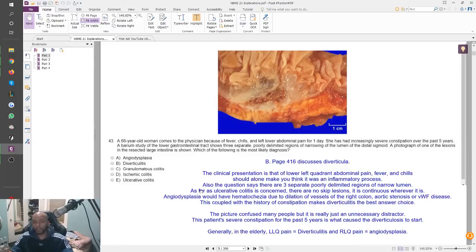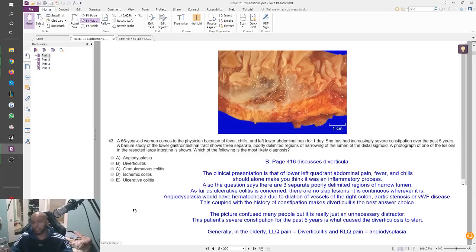Angiodysplasia is a very cool, very unique answer choice. Step 1 loves it too. It would have hematochezia due to dilation of vessels of the right colon. Angio, dilation of vessels of the right colon. And patients usually have either aortic stenosis or VWF disease, von Willebrand factor disease. Angiodysplasia questions are going to start off with a patient presenting with symptoms of aortic stenosis, and they'll be like, oh, and I'm also vomiting blood for some reason. Boom. You pick angiodysplasia, you move on in life.